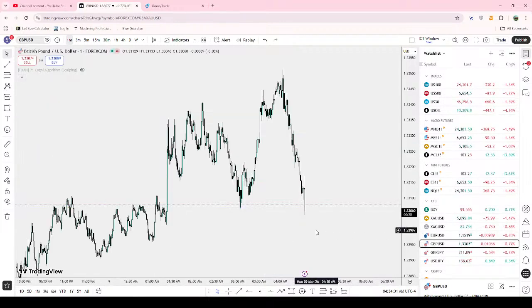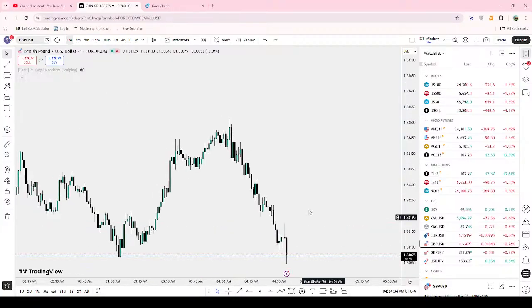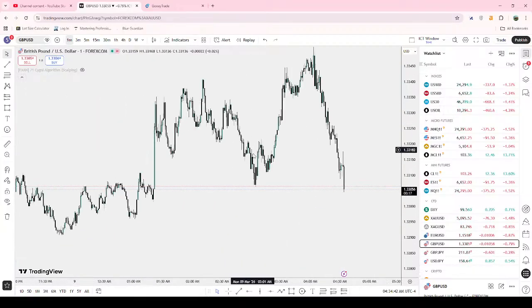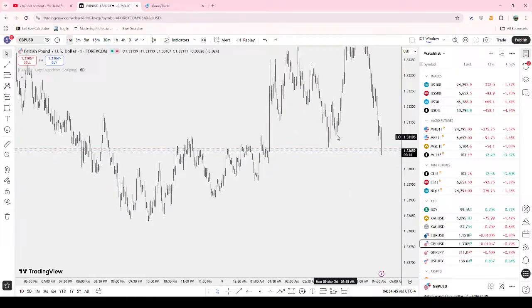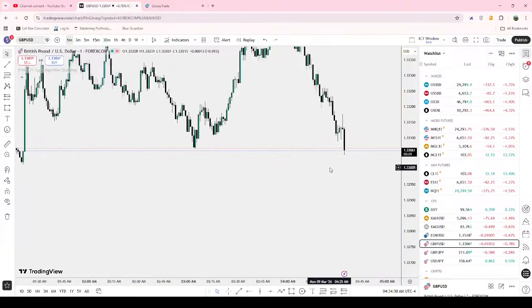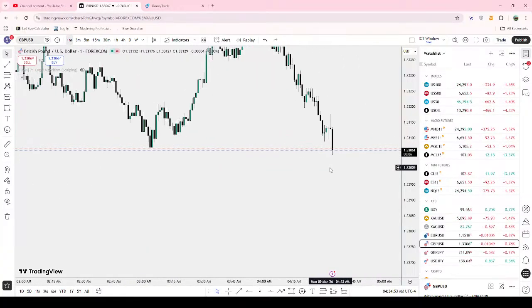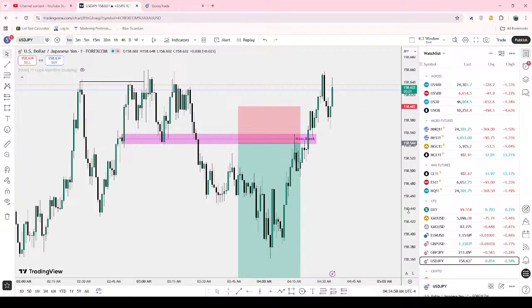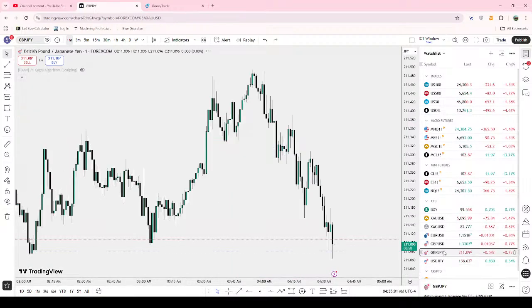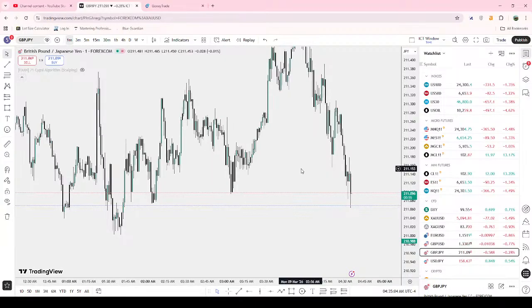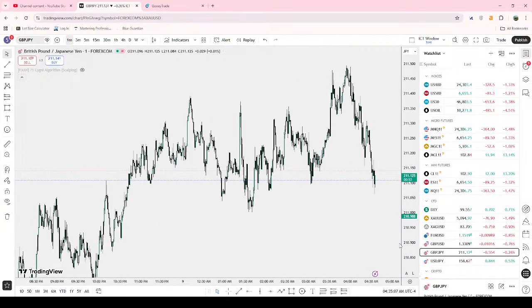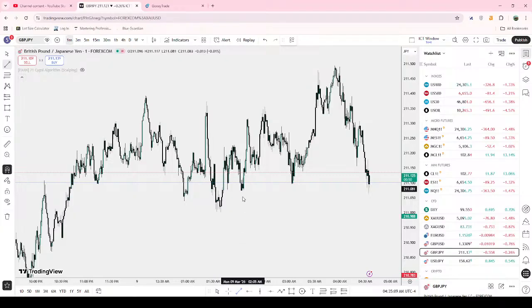Let's look at GBP USD. The market can come to take all this liquidity. So do we have an entry? Most probably no, not with my models. GBP JPY. We could have an entry here.